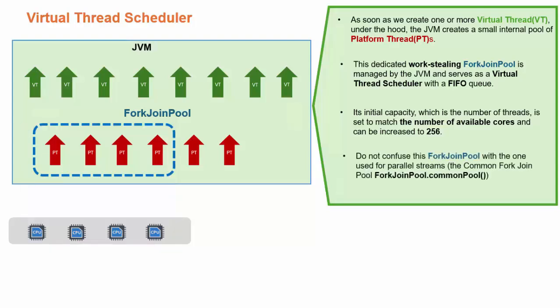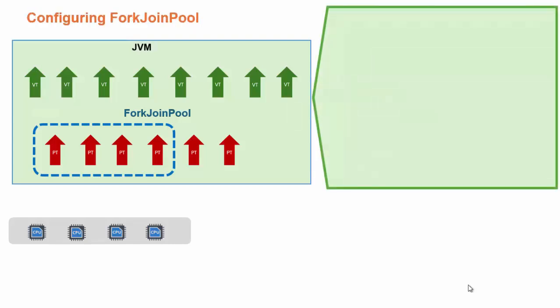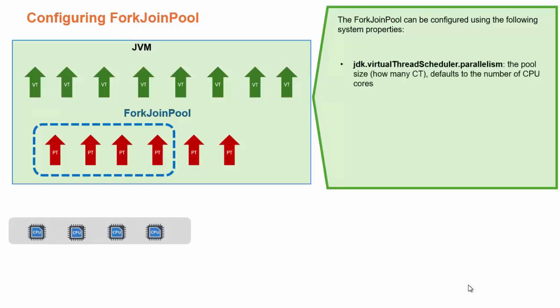Now, do not confuse this ForkJoinPool with the one we generally use for parallel streams, the common ForkJoinPool, which is ForkJoinPool.commonPool. These ForkJoinPools can be configured via different configuration parameters or programmatically as well. It can be configured with the following system properties. jdk.virtualThreadScheduler.parallelism is the pool size, how many carrier threads, and it defaults to the number of CPU cores. So by default, its value is equal to the cores we have in the system. We can change it based on our requirement.